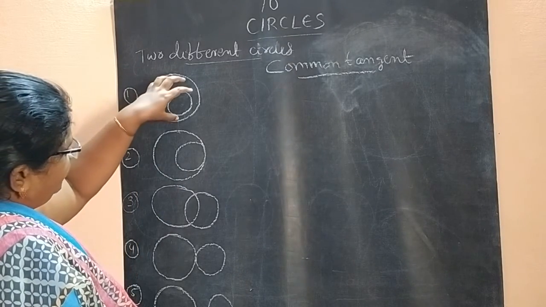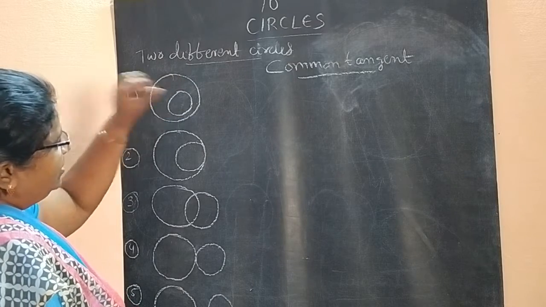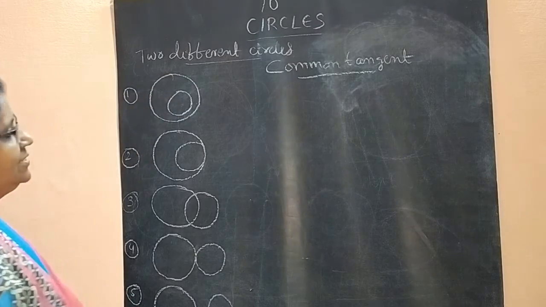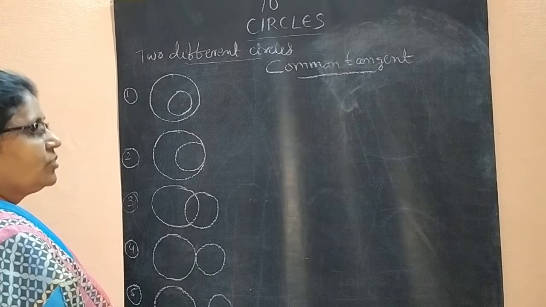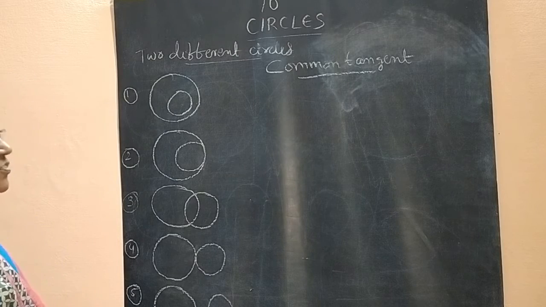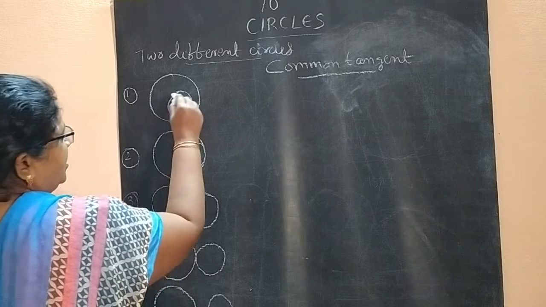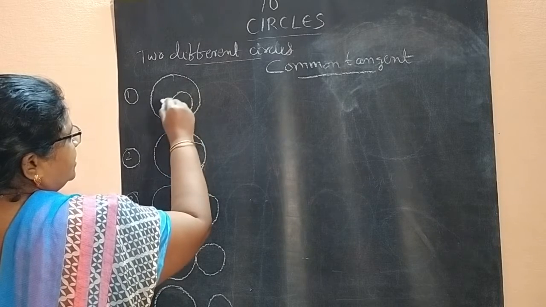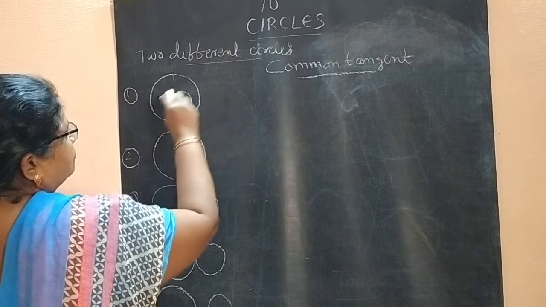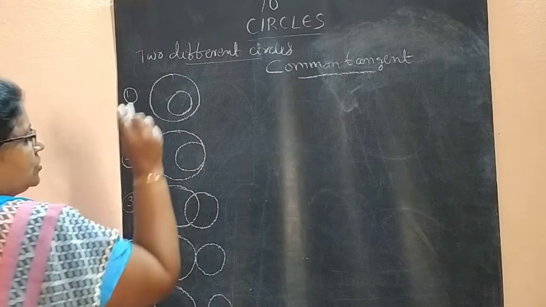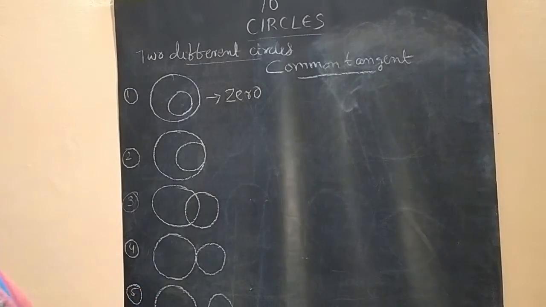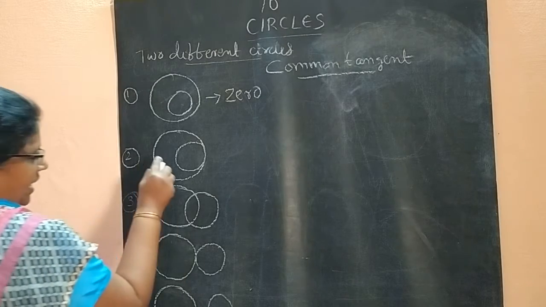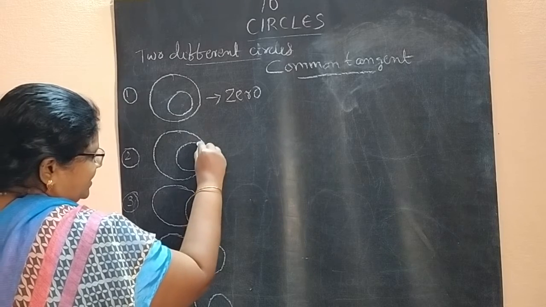So if you get a figure like this, how many common tangents can we draw? Common tangent means if we draw a tangent for the first circle, it will be a tangent for the second circle also. If I draw a tangent for the inner circle like this, it will cut the first circle, so it is not a tangent. So in the first figure, we can draw 0 common tangents.